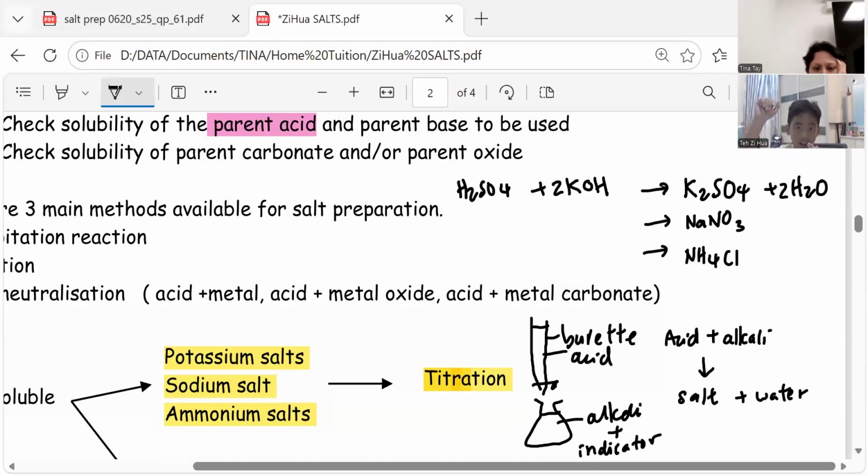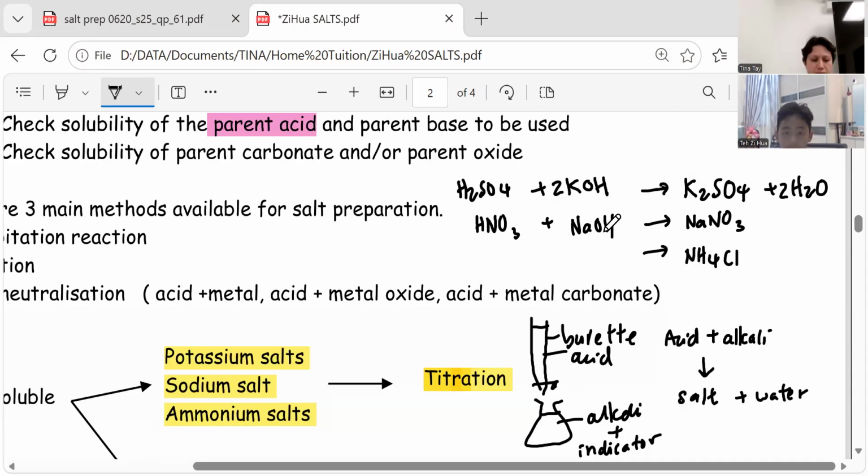So, what acid do you use here? HNO3 plus NaOH. You get NaNO3 plus H2O. And then HCl plus NH3. So basically, anything to do with potassium, sodium, or ammonium salt, you have to do it this way. Understand? Okay.